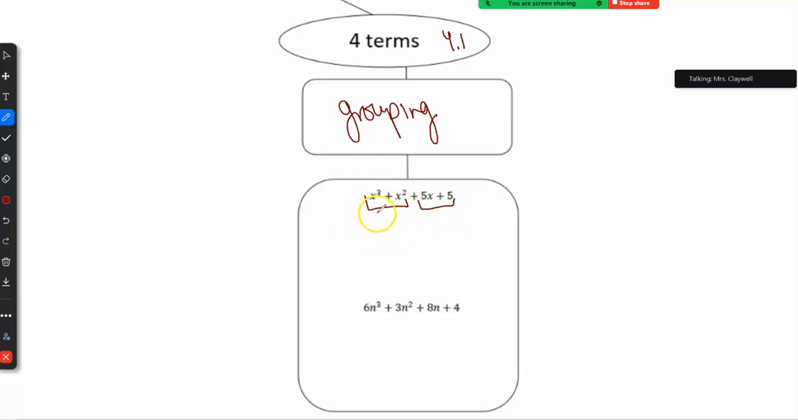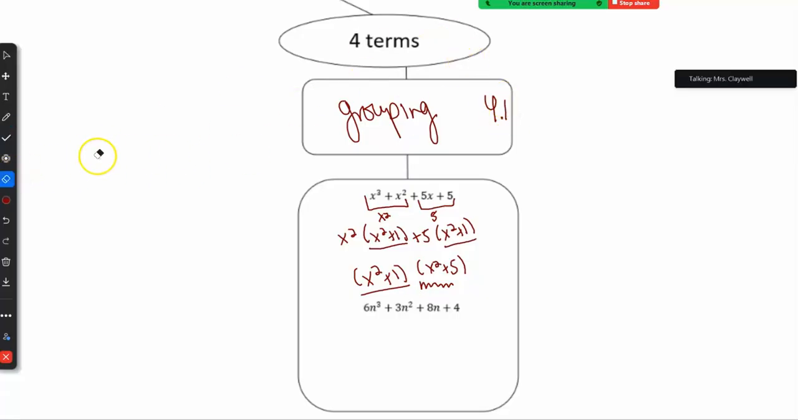So these, I can pull out an x squared, and I have an x squared plus 1. These I can pull out a 5. And x squared plus 1, and then I see I have my matching terms. I pull out my matching, then I get my leftovers. So this is grouping. We learned this in 4.1, if that's helpful for you to process that this was 4.1.